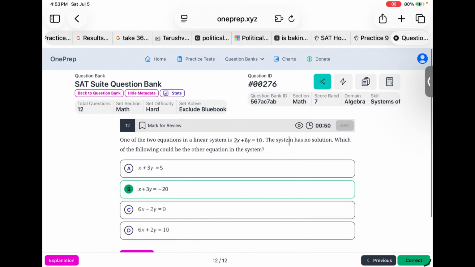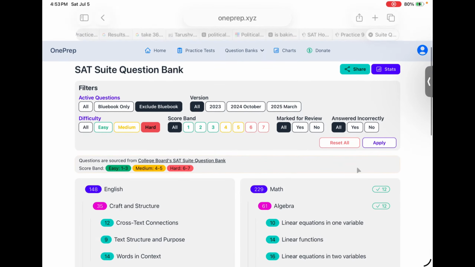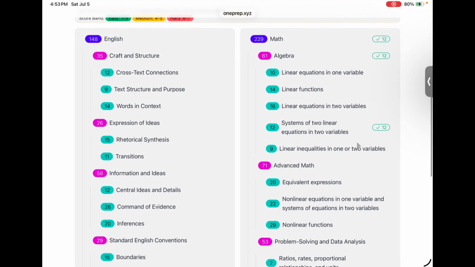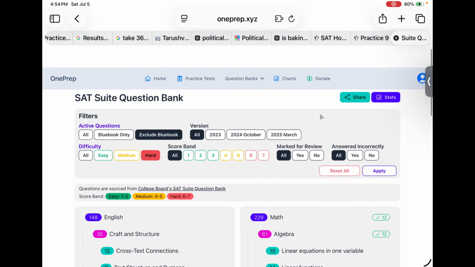So yeah, how do we go back to the question bank here? So we just finished the system of 2 linear equations in 2 variables. You can see there's a bunch of stuff here.